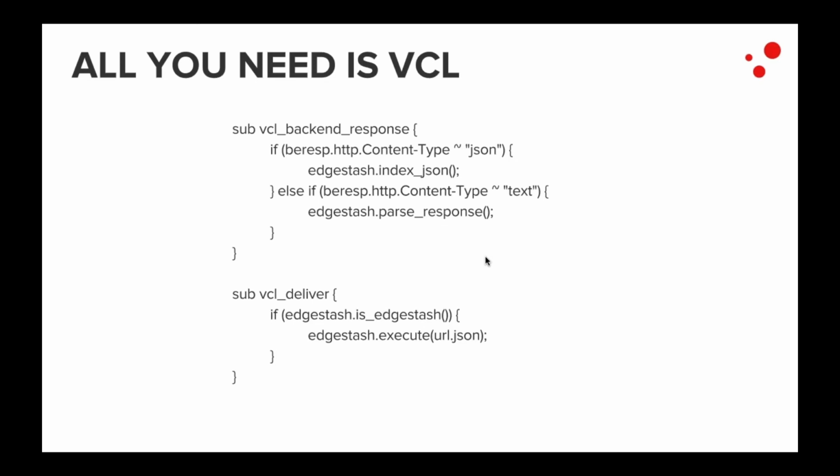All you have to let Varnish know is that you have an Edgestash template somewhere, and you have a JSON file, and that Varnish will have to execute Edgestash using that specific JSON file. That's it. Any other lacking piece in there will simply be resolved by Varnish. So really, that's super straightforward.